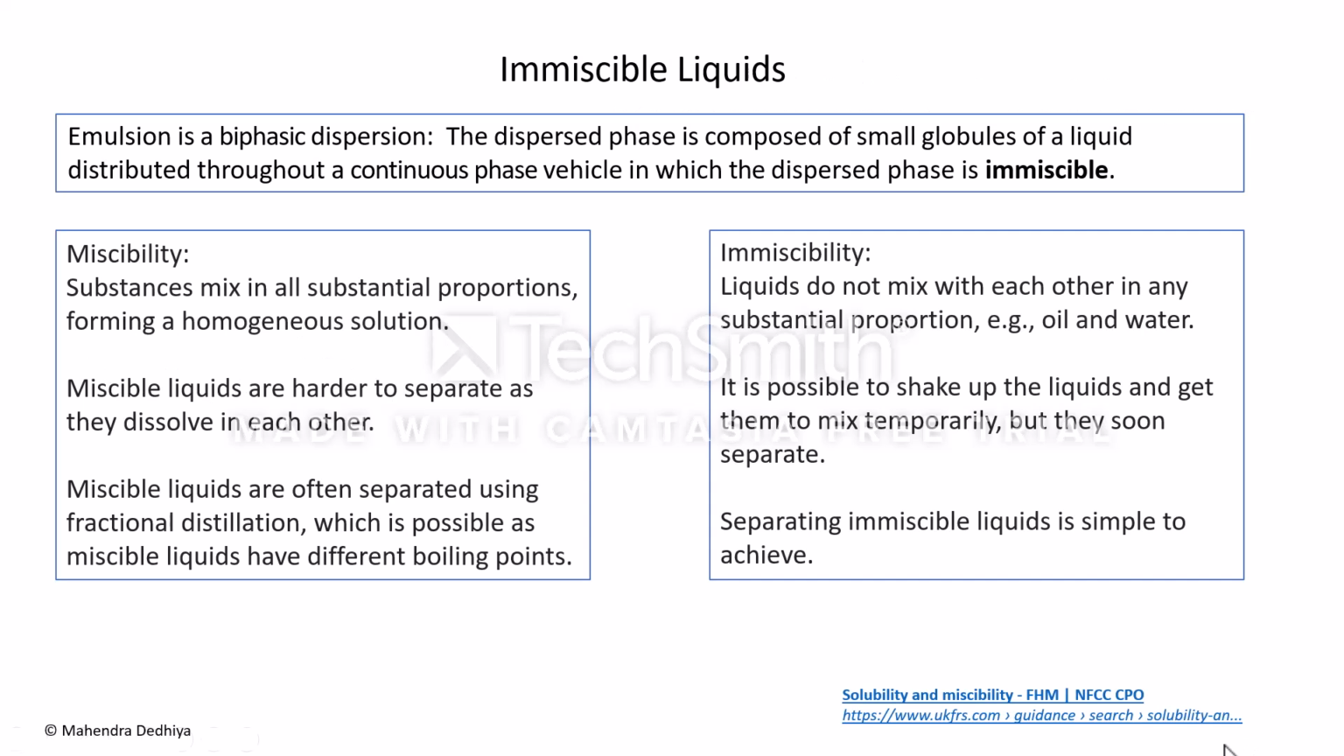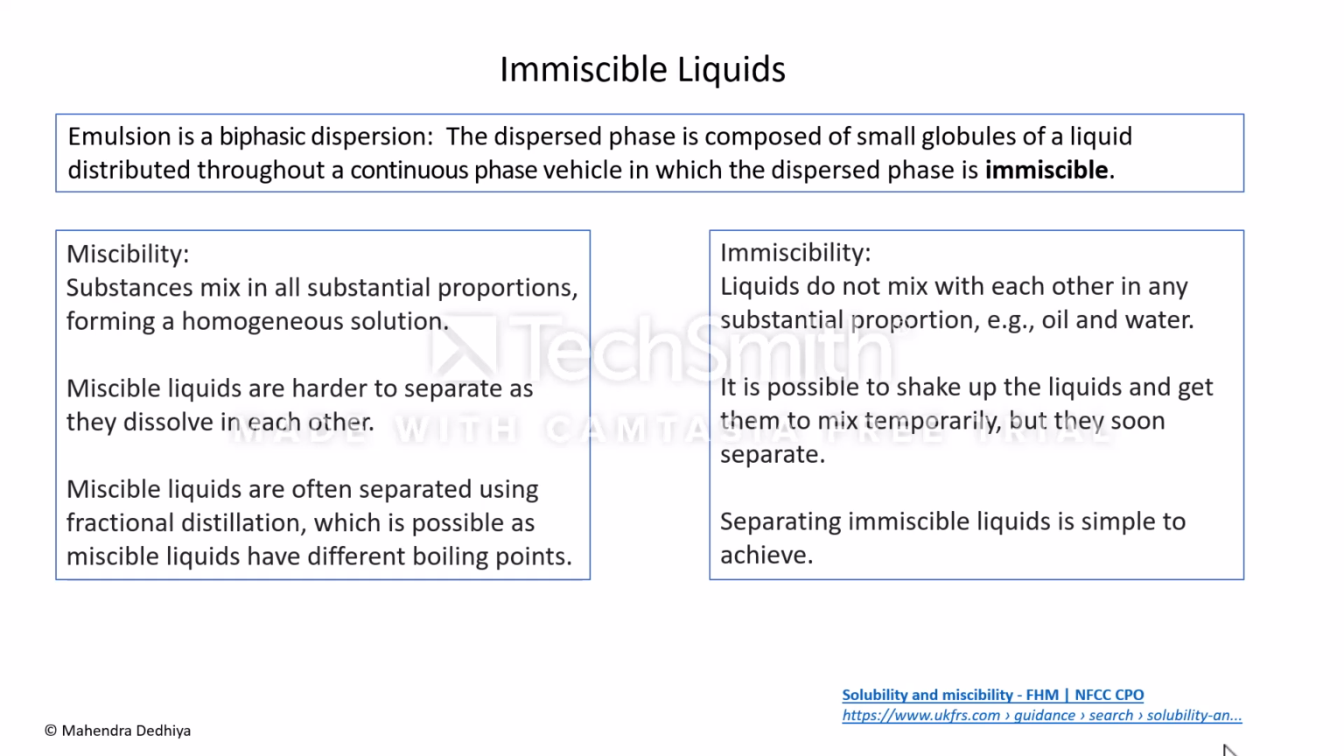Immiscible liquid, let's start with that. Emulsion is a basic dispersion. The dispersed phase is composed of small globules of liquid distributed throughout the continuous phase or vehicle in which the dispersed phase is immiscible. That is, they do not mix.